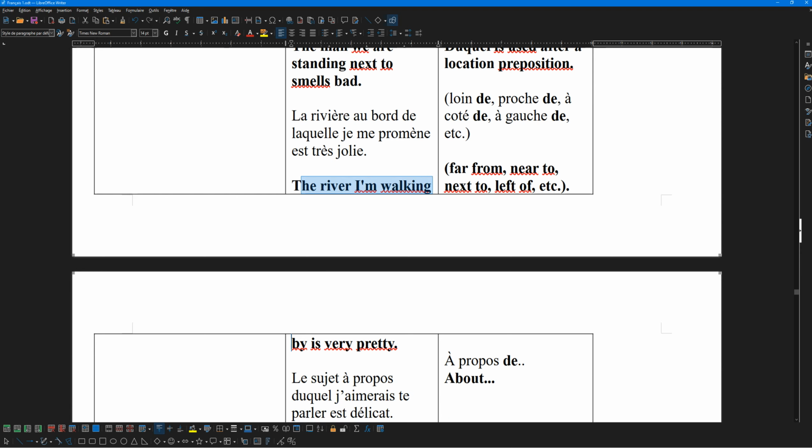The river I'm walking by is very pretty. La rivière au bord de laquelle je me promène est très jolie. So you can see here, laquelle is féminin singulier because la rivière is féminin singulier. So we have the prepositions of location, loin de, far from, proche de, near to, à côté de, next to, à gauche de, left of, and other ones.